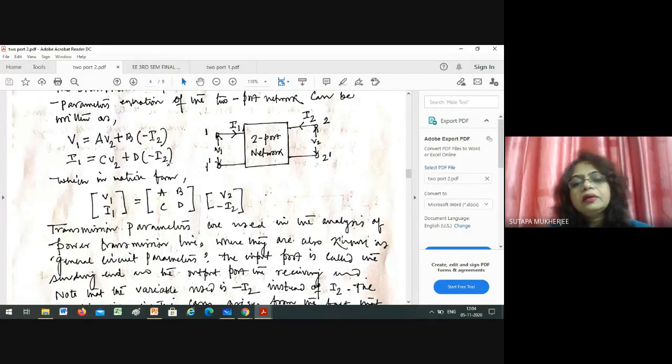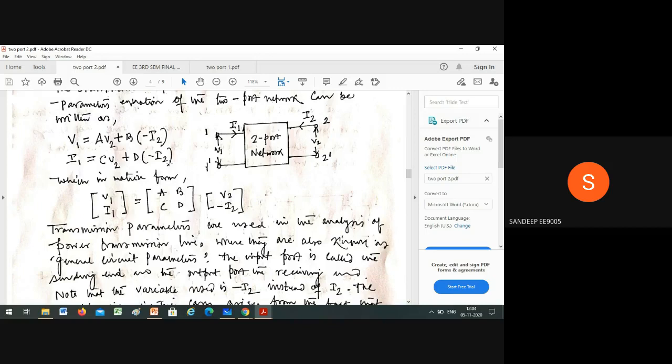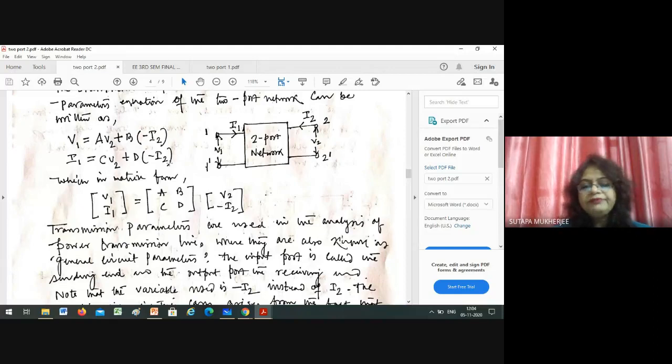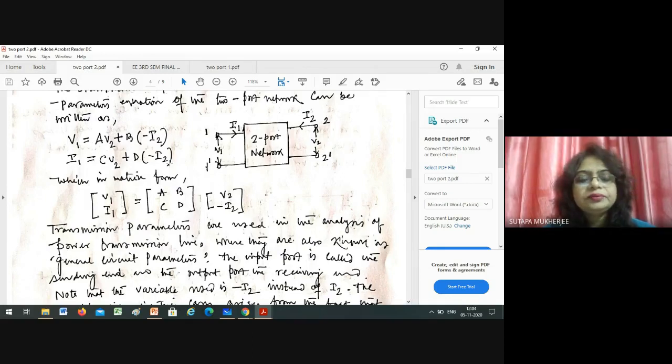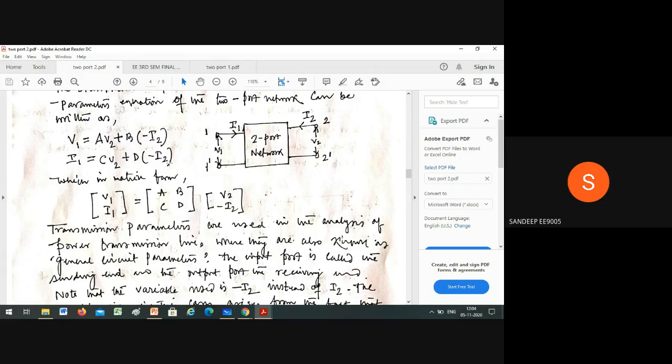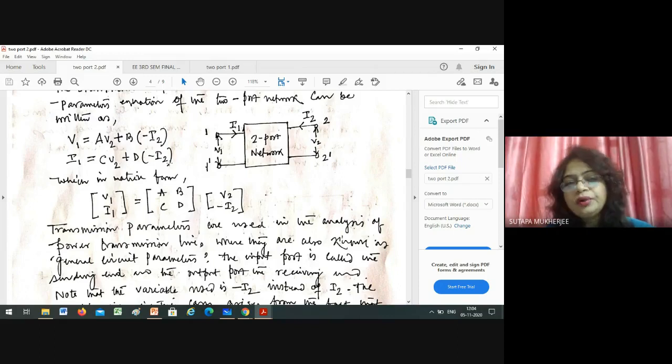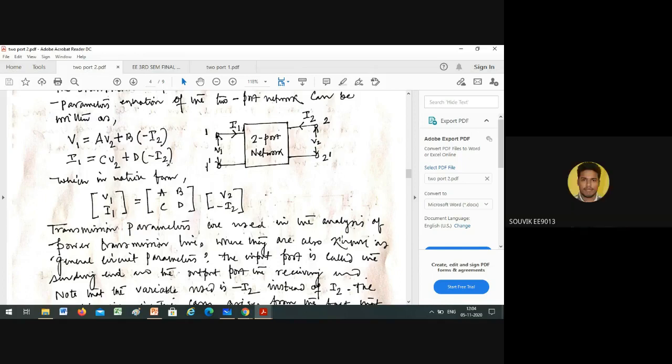And again the B and D parameters: B equals V1 by minus I2 when V2 equals 0, and D equals I1 by minus I2 when V2 equals 0. So if you put I2 equals 0, you will get the parameters A and C. And when V2 equals 0, B and D.